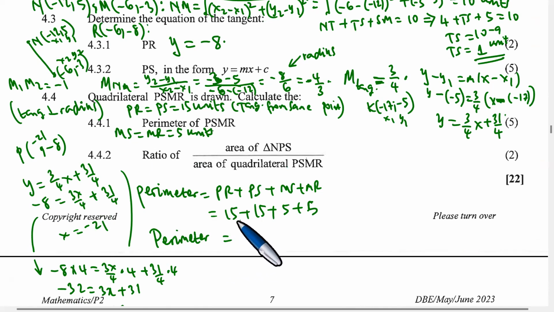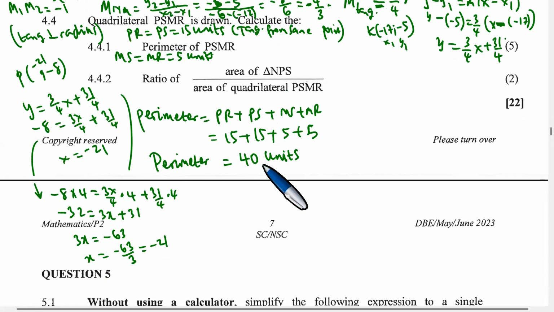So which means it is 15 plus 15, which is 30. 30 plus 10, which is 40. So the perimeter is 40, but we are adding distances, the lengths of the sides, like the length of the tangent and the length of the radius. So the perimeter also is measured in units. Okay, so we got the answer to that one.